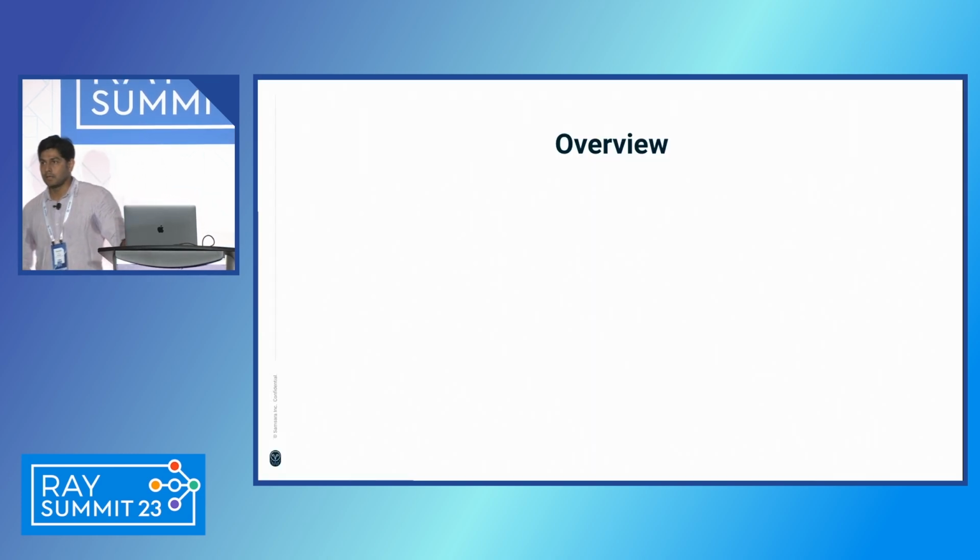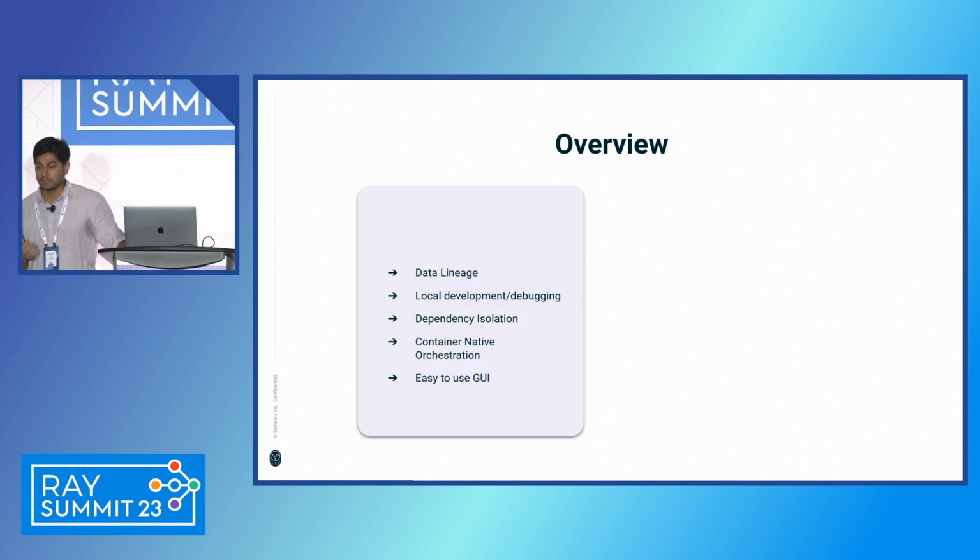When we started building it out, we had key requirements in mind. We wanted to keep track of the data lineage as well as the code lineage. We wanted to support local development and debugging. We wanted to make sure there's dependency isolation between the pipelines. We wanted the orchestration system to be container native. And we also wanted an easy-to-use GUI.